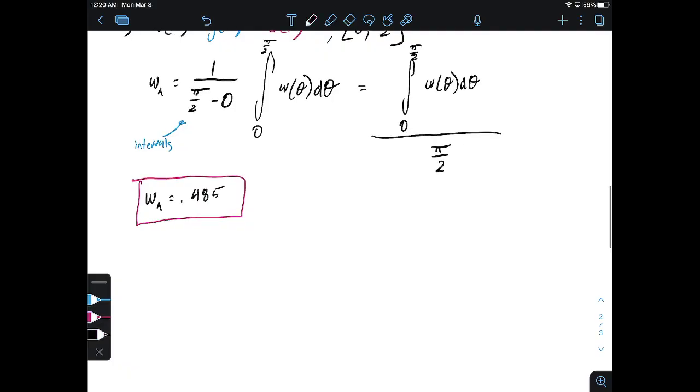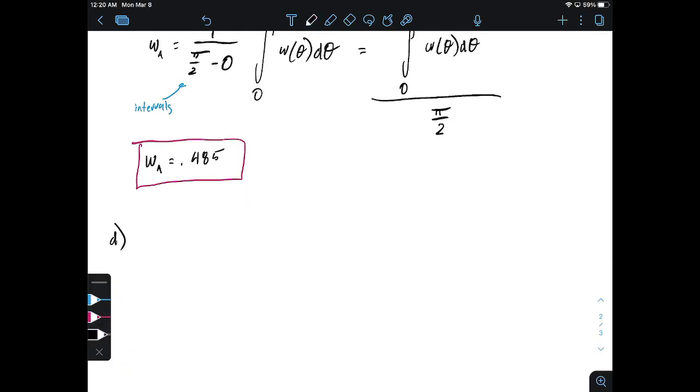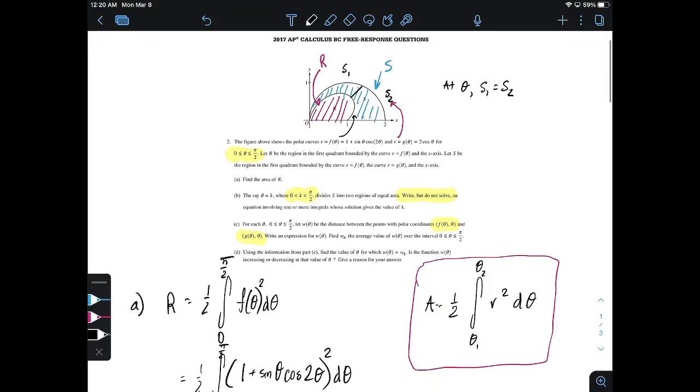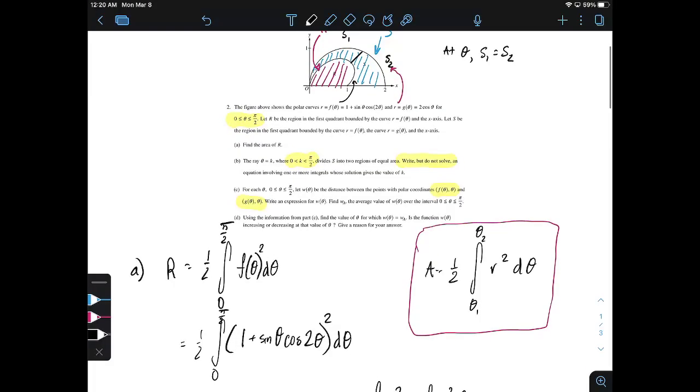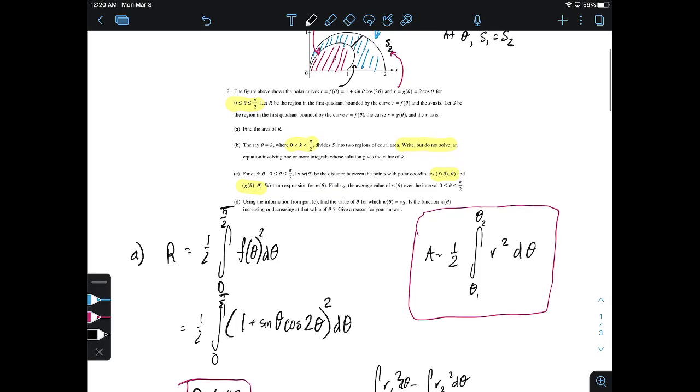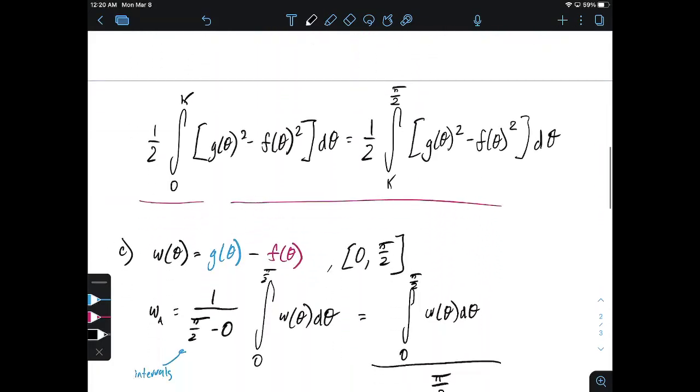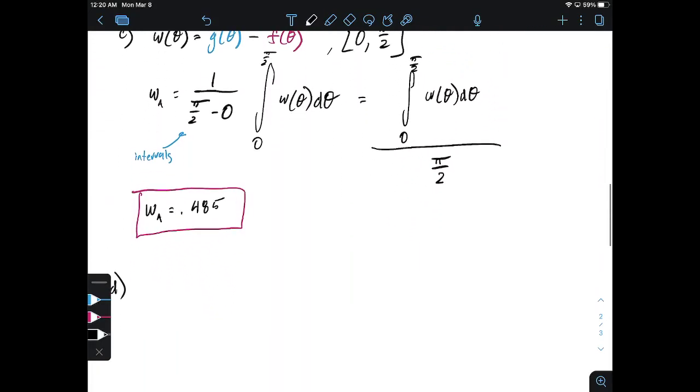Okay, last problem. So now what we have to do is, using information in part C, find the value of theta for which W theta is equal to W sub A. Is the function W theta increasing or decreasing at that value of theta? Give a reason. So the first thing we need to do is find the value of W sub A. Well, we have the value of W sub A. We need to find the theta at which that is equal.